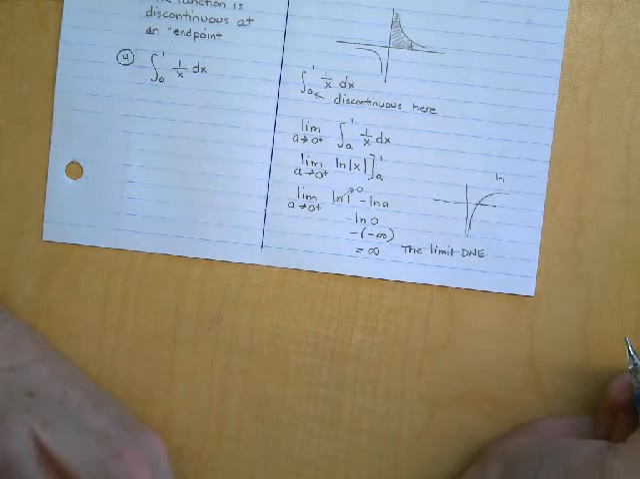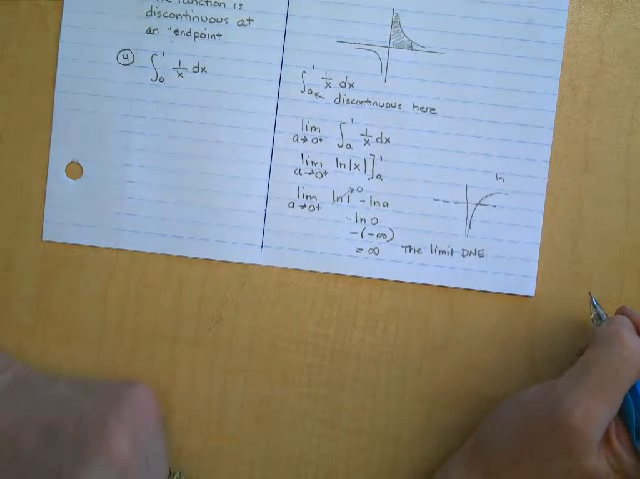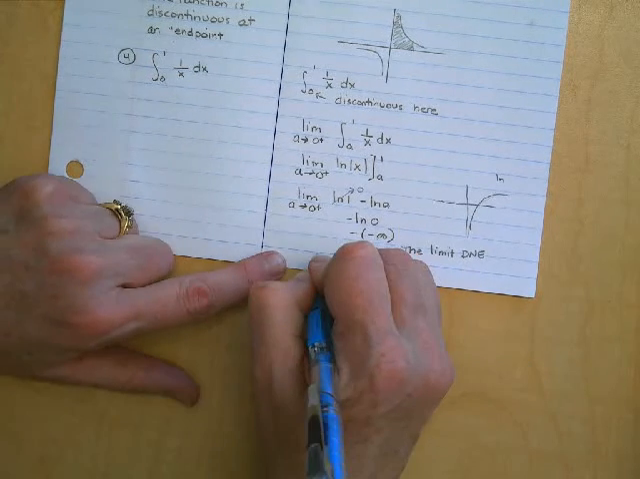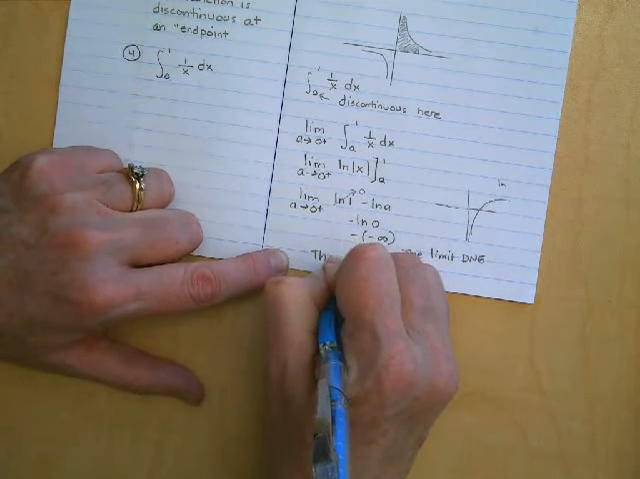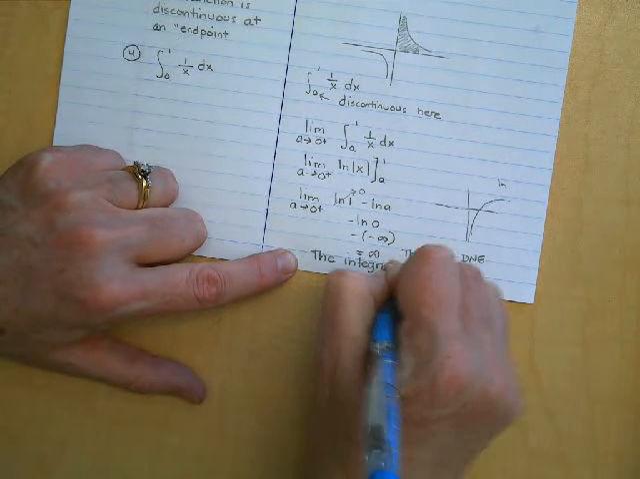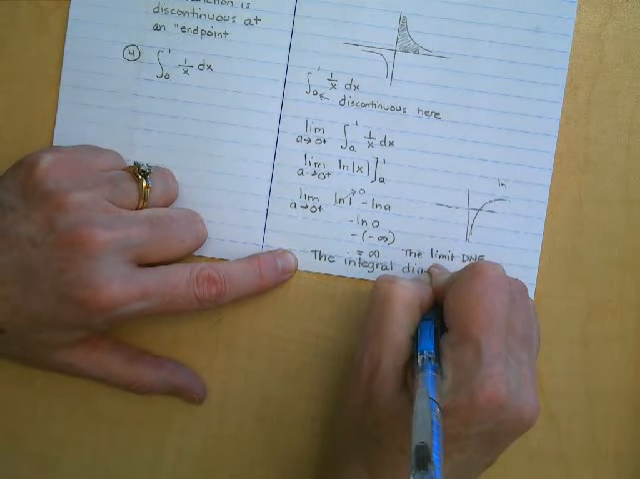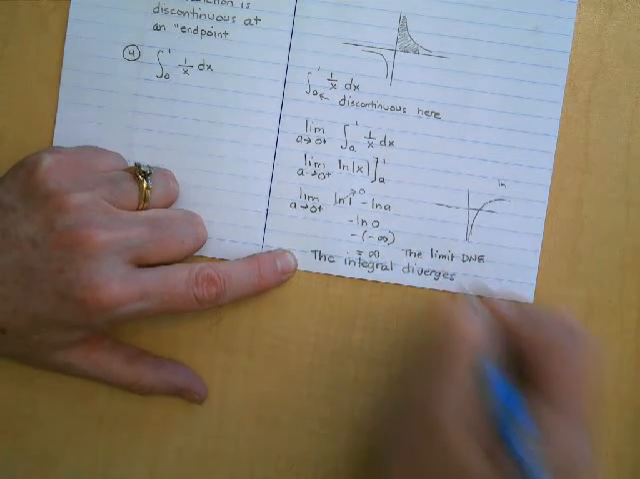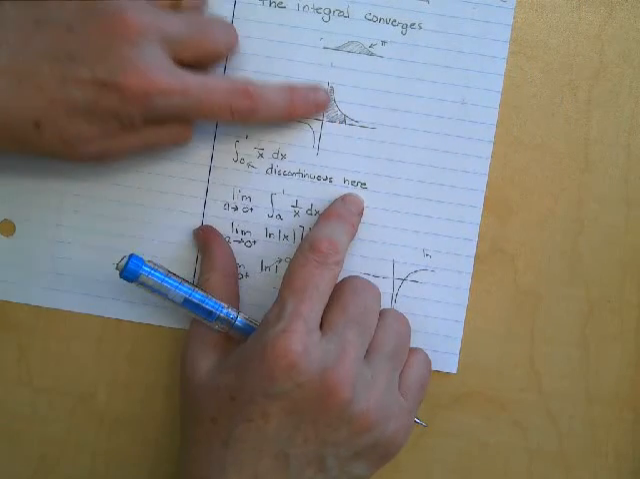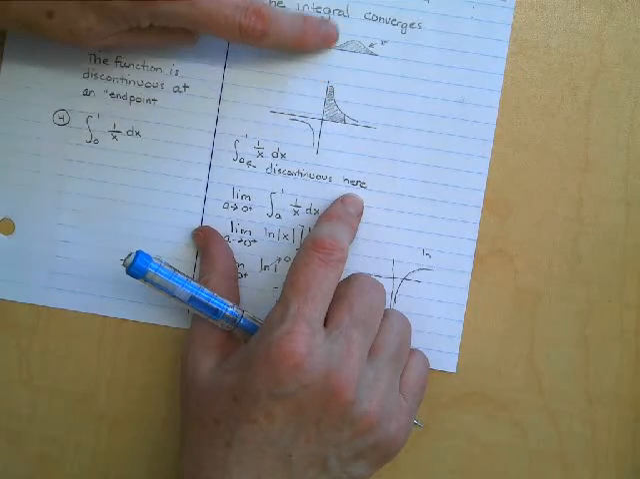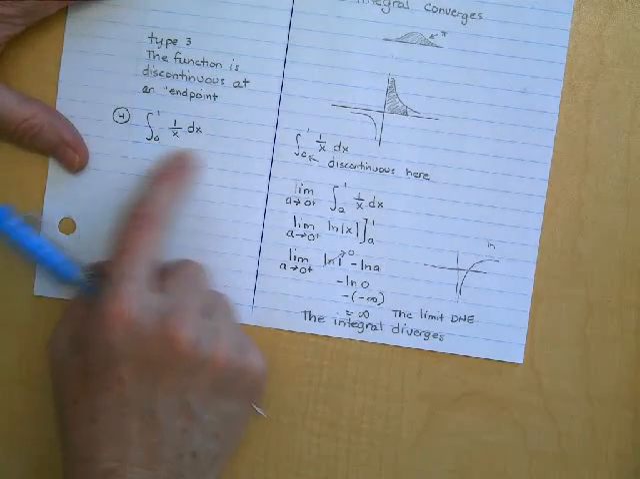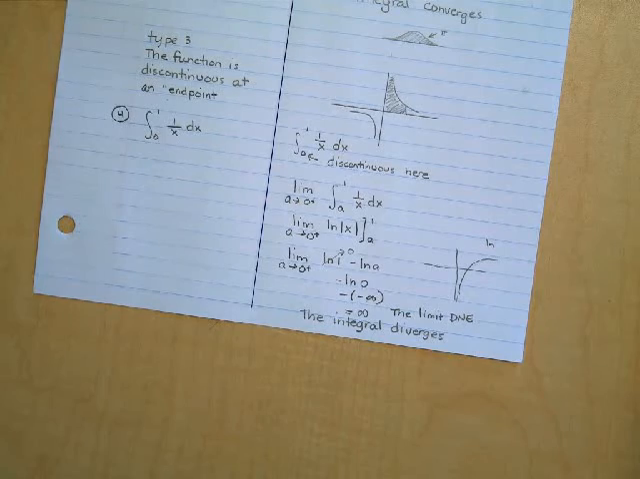Or I could say the limit is equal to infinity, however I want to say that, but we're going to say here the integral diverges. So this one, there is no absolute area under this. This is telling me that this is just going to go forever and ever and ever. So again, this doesn't do us any good, doesn't equal anything.